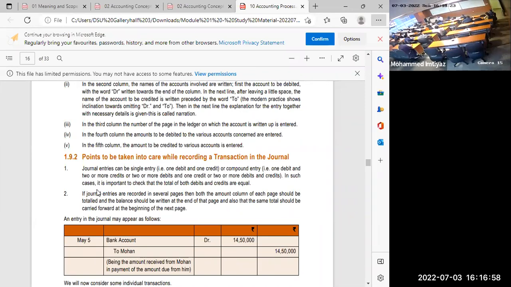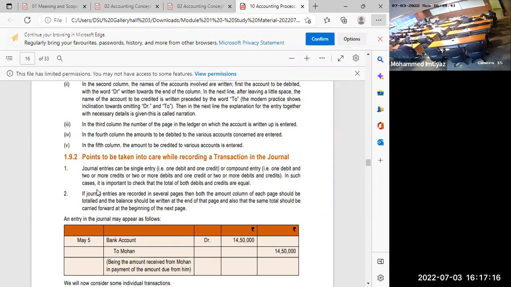So in academics, we follow one uniform method. We follow purchase account debit, right. Purchase account debit to Vijay Enterprises account.